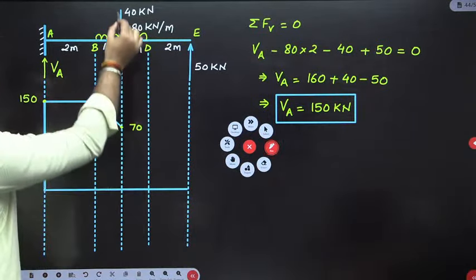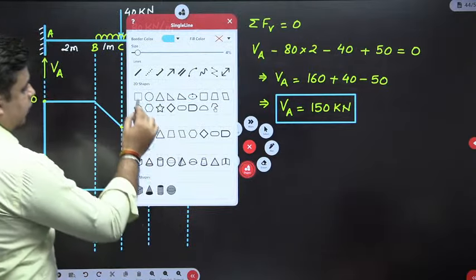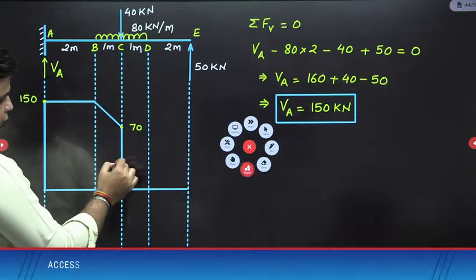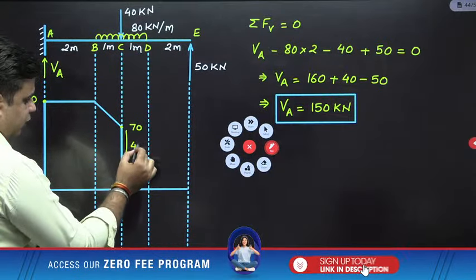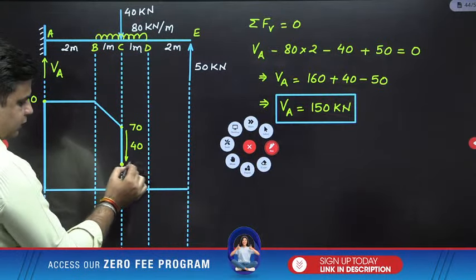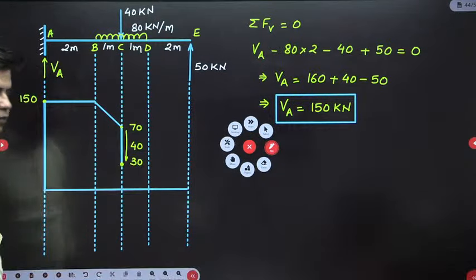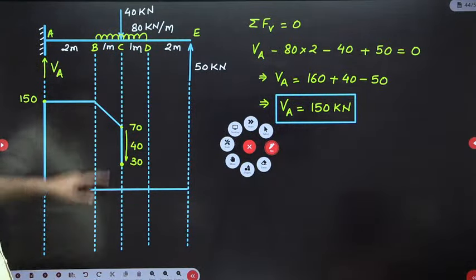Now after this, you have a downward acting point load. So at this point, you need to move down by a further 40. So when you move down by a further 40, this value will be equal to 30. Right? This value will be equal to 30.